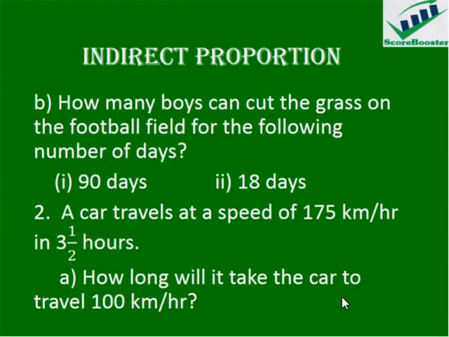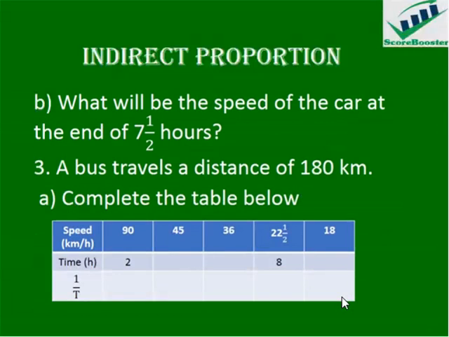We're told that for that particular field, how many boys can cut the grass on the football field for 90 days, and those that can cut it for 18 days. Now, the second question says a car travels at a speed of 175 km per hour in 3.5 hours. How long will it take the car to travel 100 km per hour, and what will be the speed of that car at the end of 7.5 hours?